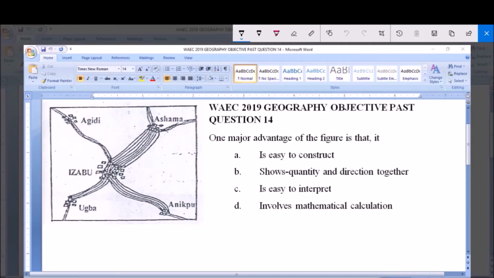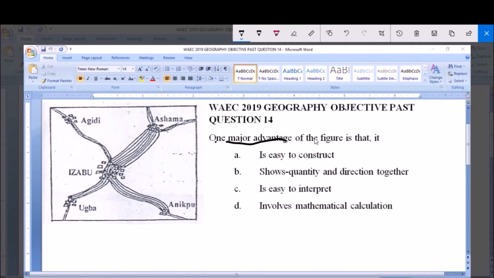One major advantage of the figure is that it: A, is easy to construct; B, shows quantity and direction together; C, is easy to interpret; D, involves mathematical calculation. So we are looking for the major advantage of this figure, this flow map. What is a major advantage of the flow map?